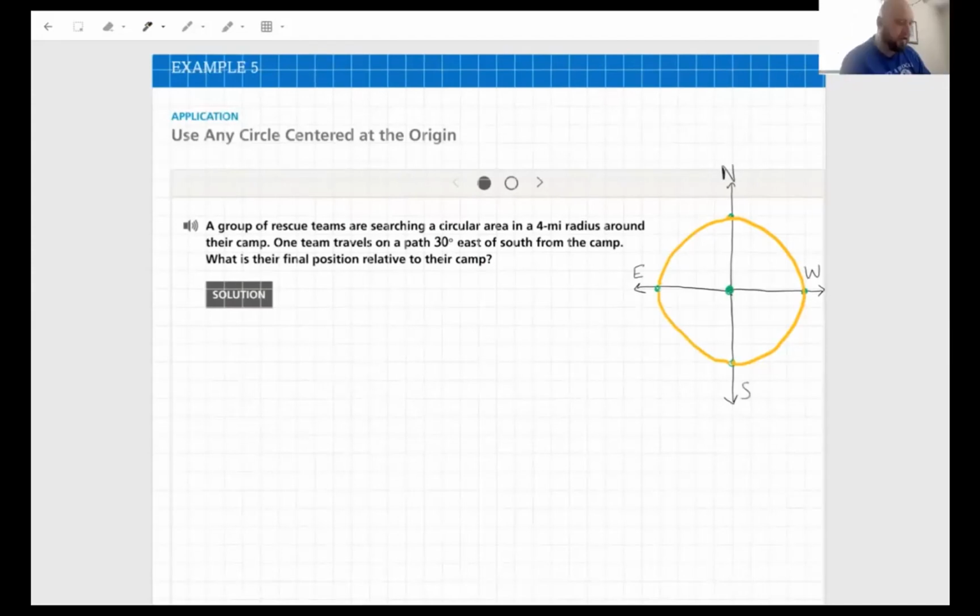Clearly I don't know it because I mixed up east and west. I've got to keep you guys on your toes today. This is east and this is west.